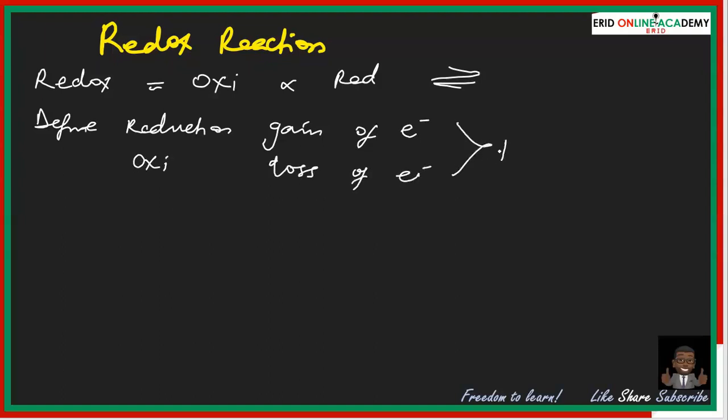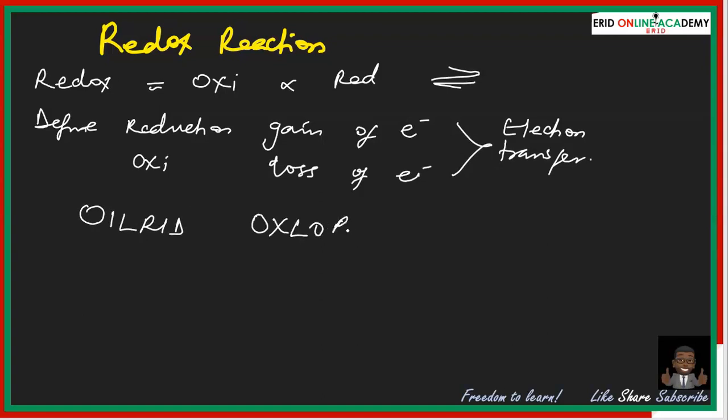So this is called electron transfer. When you're asked to define in terms of electron transfer, oxidation is the loss of electron, reduction is the gain of electron. So, OIL RIG, oxidation is loss, reduction is gain of electrons, okay?